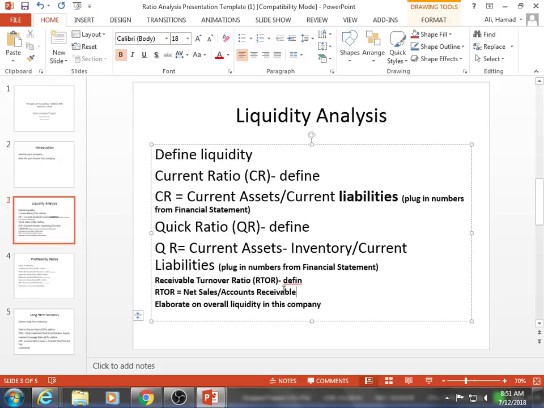So then we have one more ratio, which is the inventory turnover. Of course, the more, the better. The more you collect your receivable, the better it is. Same thing with inventory turnover.